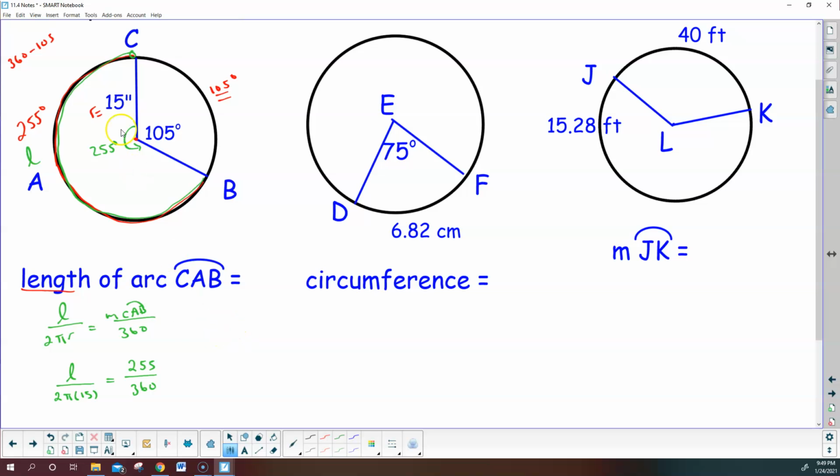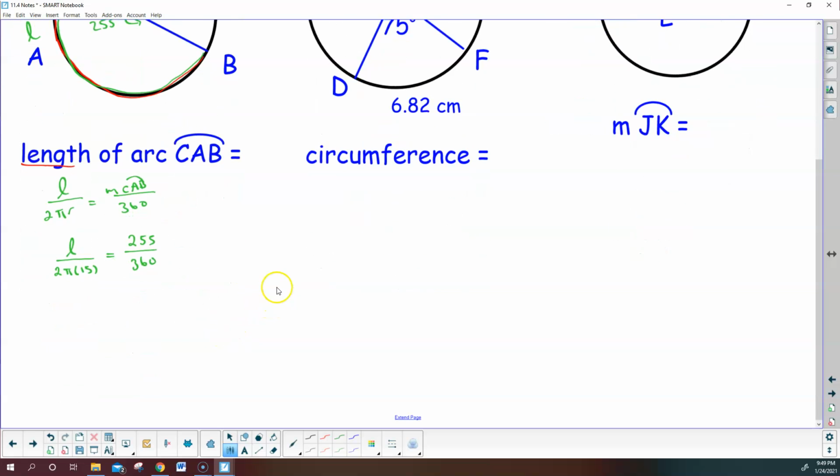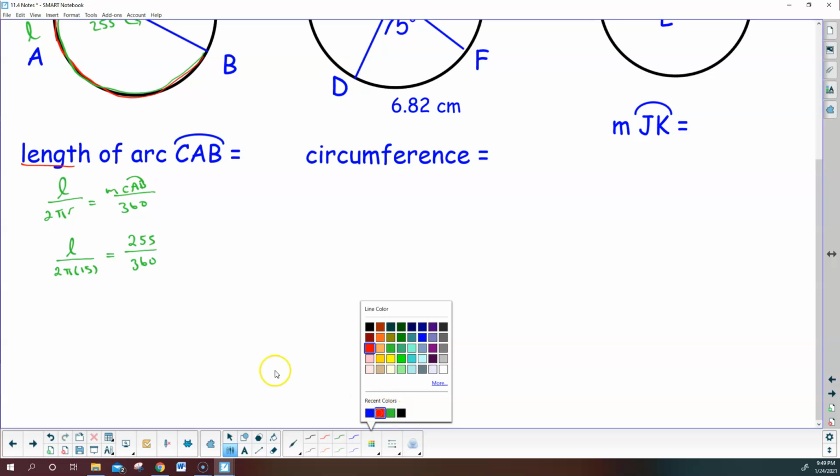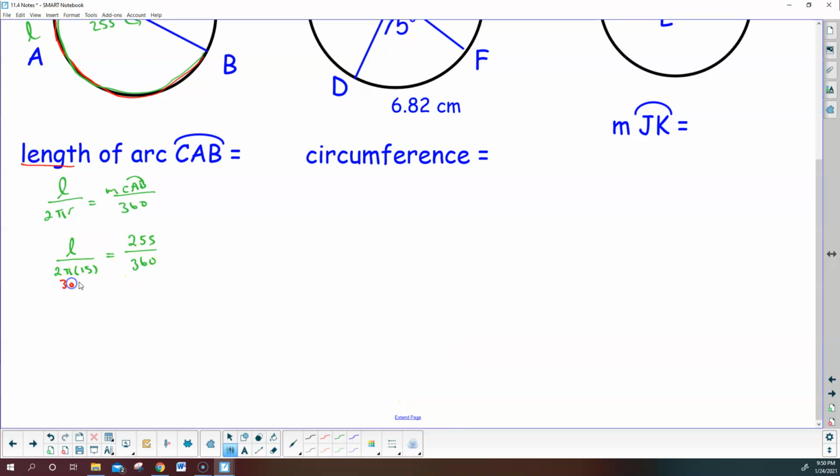Okay? And you might want to pause it to get caught up. I'm going a little fast here. But what do we do now? We're going to cross multiply and solve. Now notice, this is 30 pi, which is my circumference. I'm going to do the exact answer, so I'm going to leave pi out. I'm going to do 30 times 255.